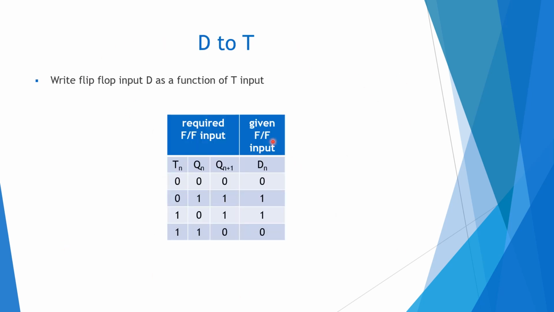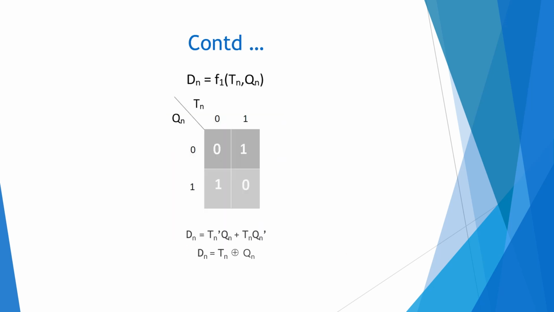So let us see another example of converting D flip flop to T flip flop. We can write again the flip flop input D as a function of the T input. When Qn changes 0 to 0, the input D is 0, Qn 1 to 1 is 1, 0 to 1 is 1, 1 to 0 is 0. So we can write in the two variable K map, Dn as a function of Tn and Qn, 0 0 here, 1 1 0.